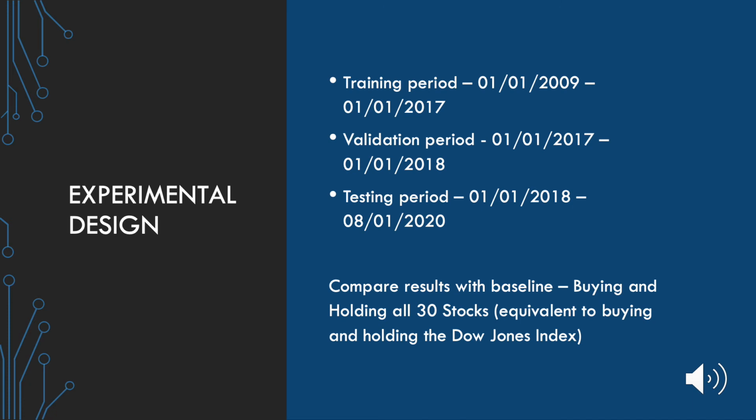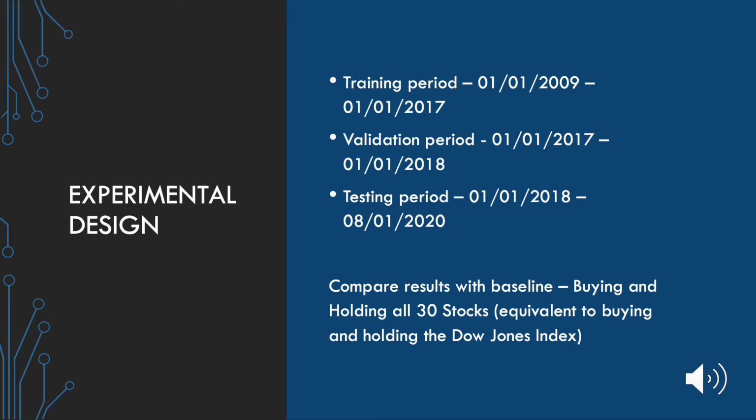Here's how my experiments are set up. So I train on data from 2009 to 2017, and I validate and tune my hyperparameters on data from 2017 to 2018. And I would finally only be testing once, and that's from 2018 to August 2020.